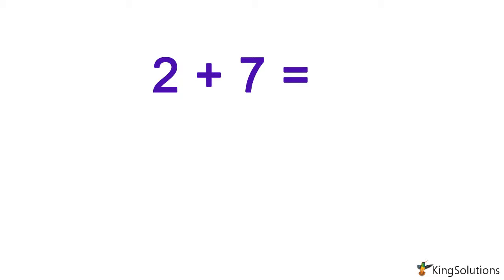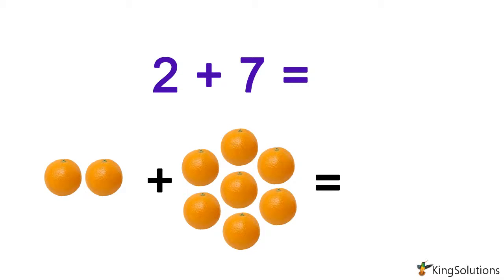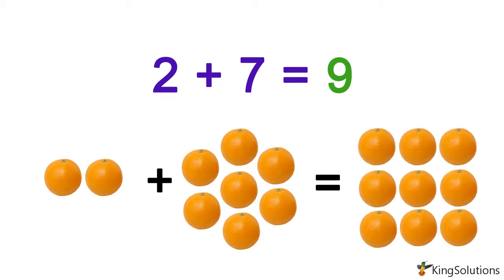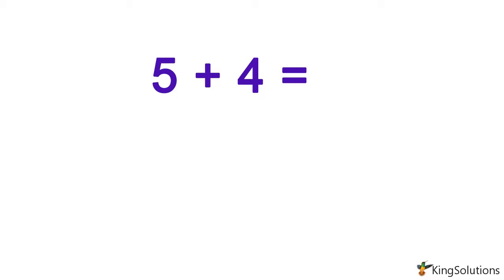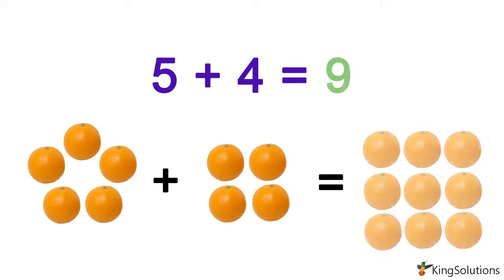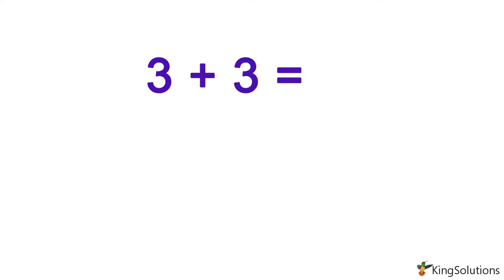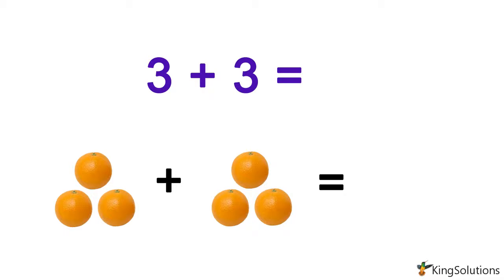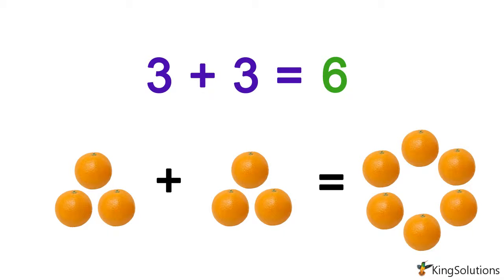2 plus 7 equals 9. 5 plus 4 equals 9. 3 plus 3 equals 6.